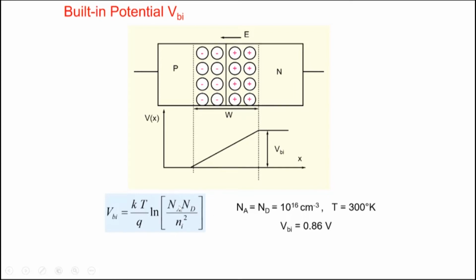Note that it is log of doping, so it doesn't change so drastically with doping because of the log function here. And VBI will typically be less than 1 volt, somewhere between maybe 0.7 or 0.9, 0.95, depending on the doping that we have on the two sides here.